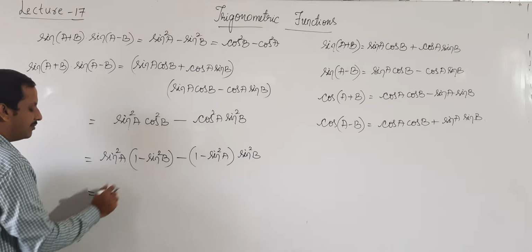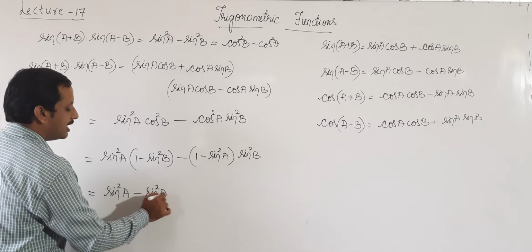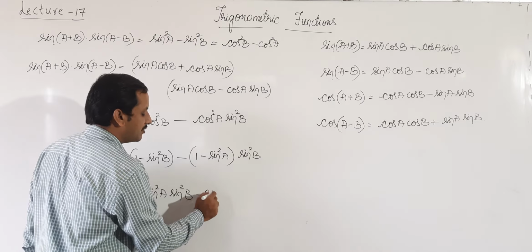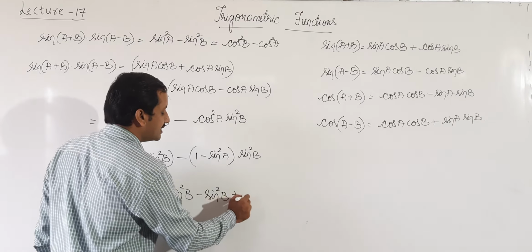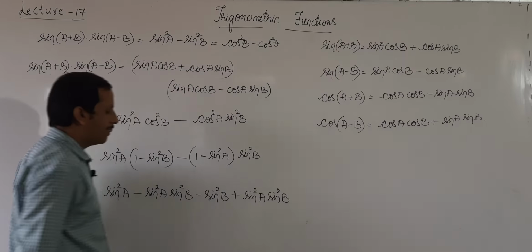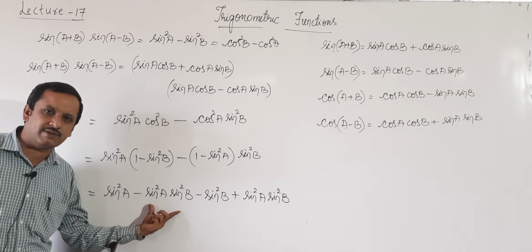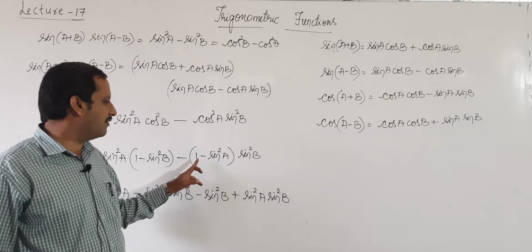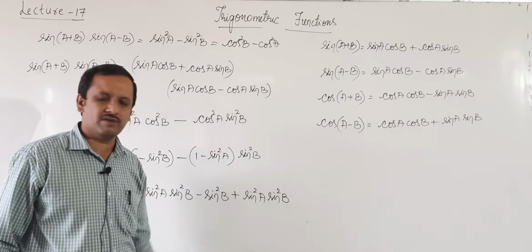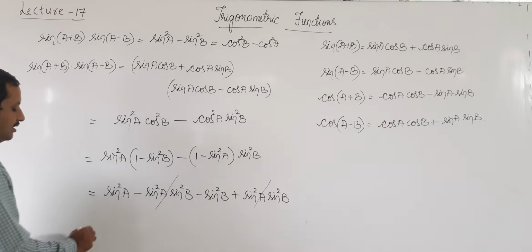This is equal to, now multiply, we get sin²A minus sin²A sin²B. Here minus 1 into sin²B, that is minus sin²B, minus and minus plus sin²A sin²B. Sin²A into 1 is sin²A. Sin²A into minus sin²B will give you minus sin²A sin²B. And here minus of 1 into sin²B, that is minus sin²B. Here minus and minus plus sin²A sin²B. So here this minus sin²A sin²B plus sin²A sin²B gets cancelled. So what will remain?